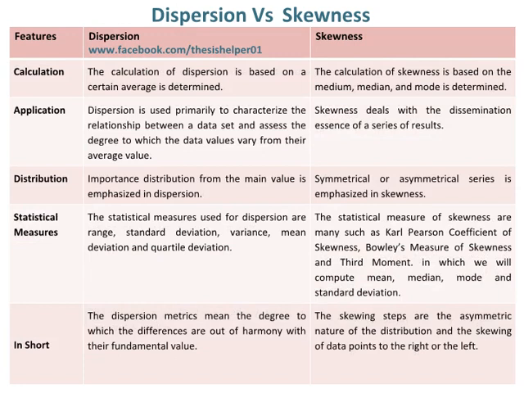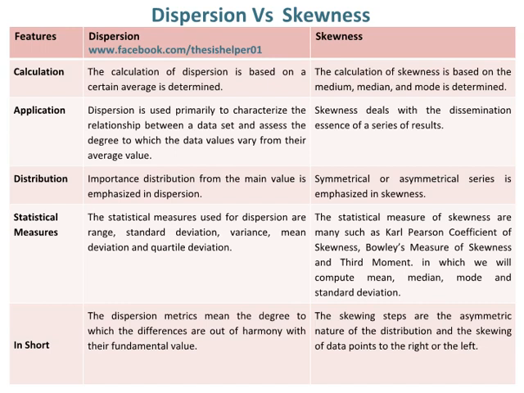The calculation of dispersion is based on a certain average that is determined, whereas the calculation of skewness is based on the median and mode that are determined. Dispersion is used primarily to characterize the relationship between a data set and assess the degree to which the data values vary from their average value, whereas skewness deals with the distribution nature of a series of results. Distribution from the main value is emphasized in dispersion, whereas a symmetrical or asymmetrical series is emphasized in skewness.